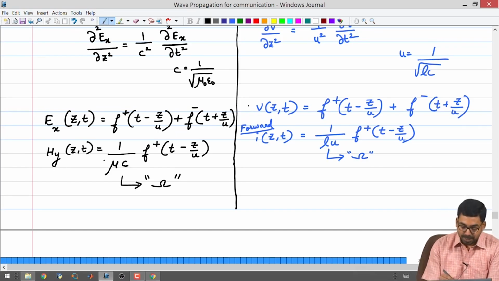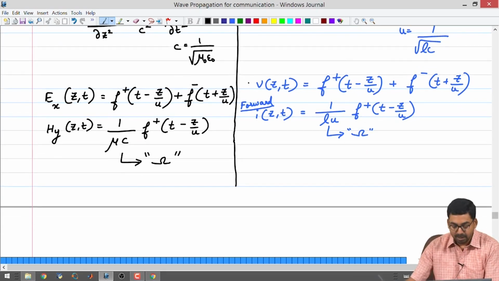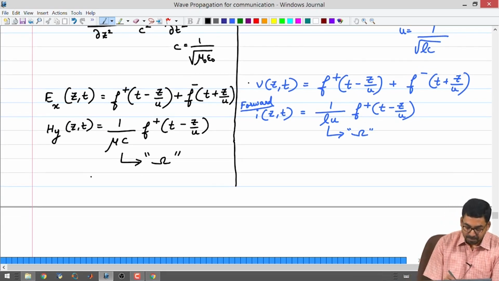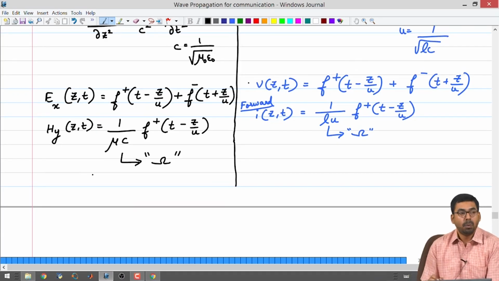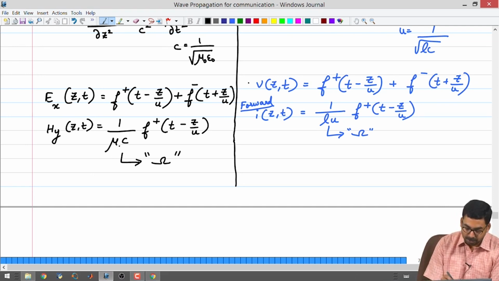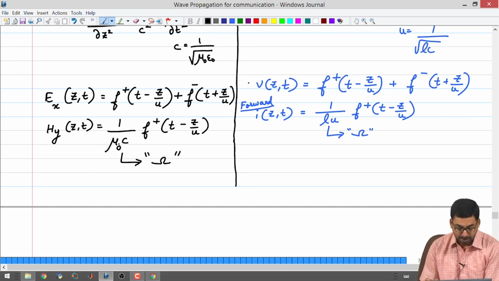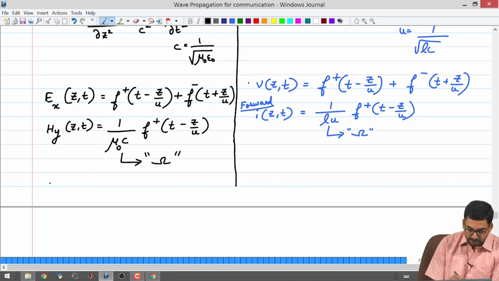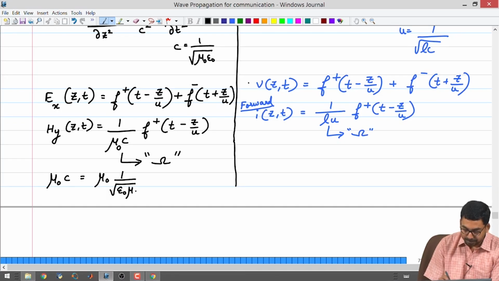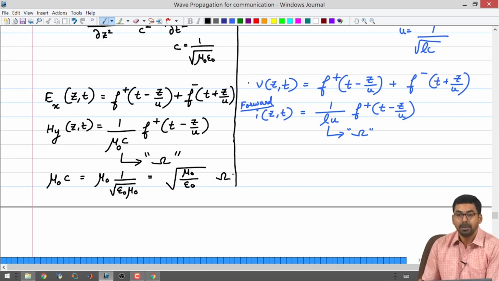Now we can also write this down in a slightly different way. Mu c, c is already given to be 1 by square root of mu epsilon, and we are talking about vacuum, so I will just mark it as mu naught c. So mu naught c is equal to mu naught times 1 by square root of epsilon naught mu naught. This is nothing but square root of mu naught divided by epsilon naught. This has the unit of ohms.